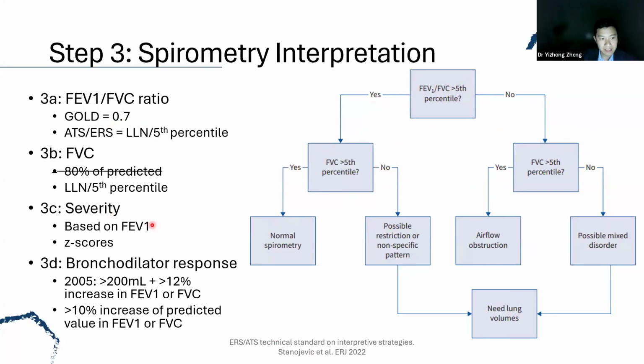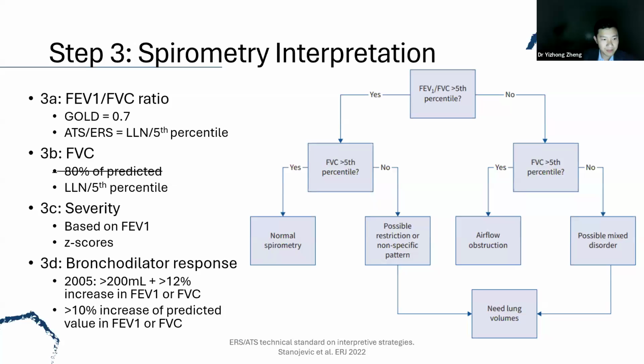So the next step is looking at the FVC. Again, in the past, we used 80% of predicted as the cutoff, but now we've moved on to the lower limit of normal, or the 5th centile. If the FEV1 to FVC ratio is normal and the FVC is normal, being above the 5th centile, they have a normal spirometry. If the FVC is below the 5th centile and they have a normal FEV1 to FVC ratio, it's a possible restriction. And if they have an obstructive ratio and the FVC is again reduced, it's a possible mixed disorder. In both these instances, you need lung volumes to confirm.